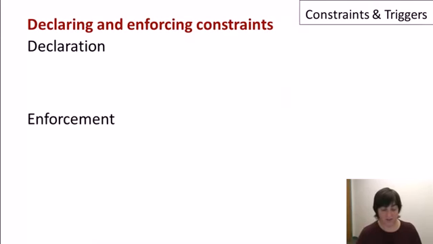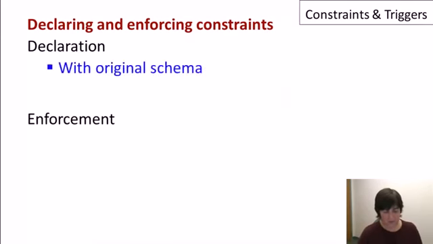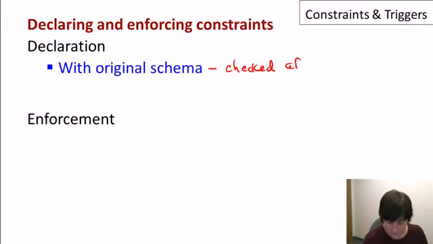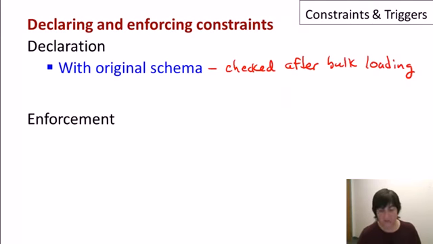Now let's talk about how constraints are declared and enforced. There are two different times that we can declare constraints. One is with the original schema. So at the time we create tables, we can associate constraints with those tables or with the entire database. If we do it this way, then the constraints are typically checked after bulk loading. As we discussed in previous videos, the way a database is often set up is the schema is declared and the initial set of data may be in a file and then it's bulk loaded into the database. So if we declare constraints, then after the data is loaded, the system will check the constraints, and if they don't hold, an error will be raised.